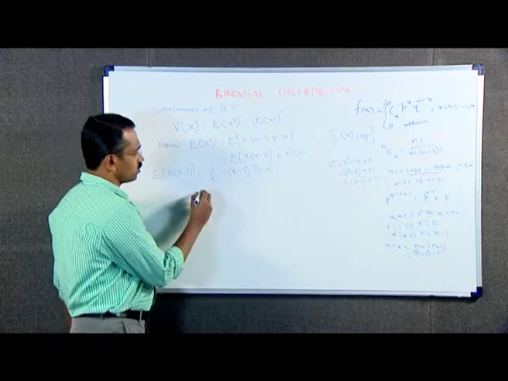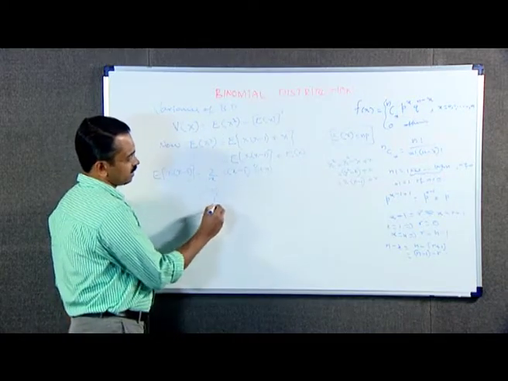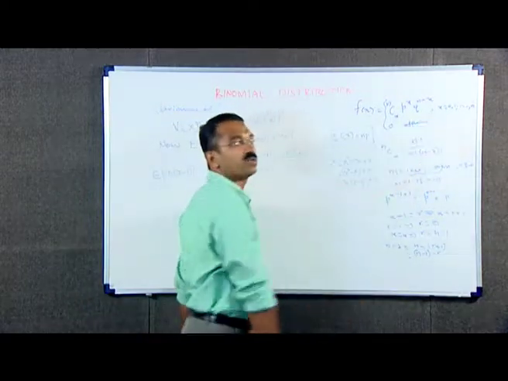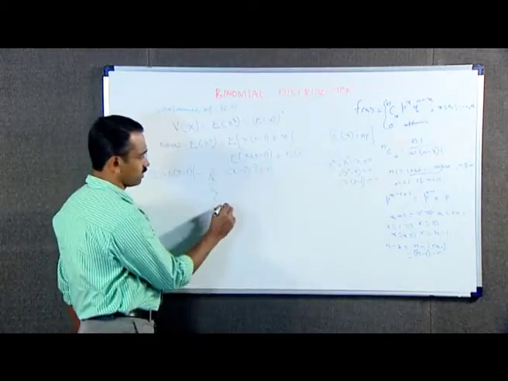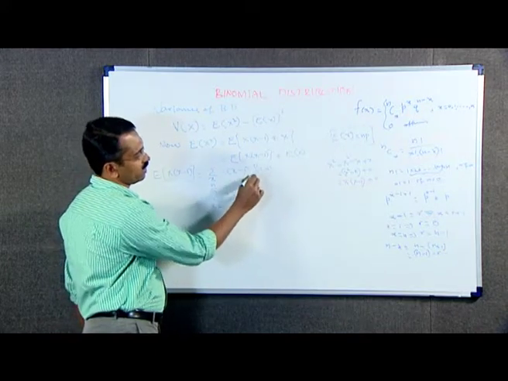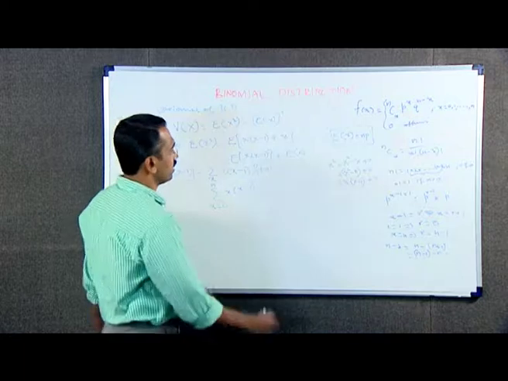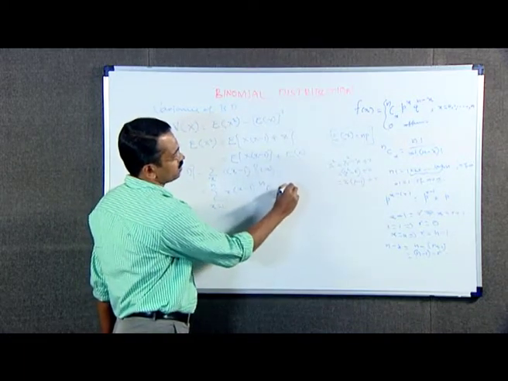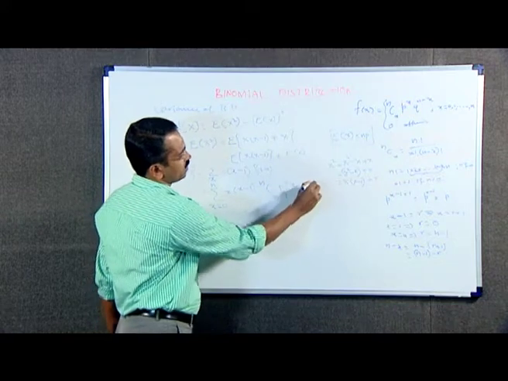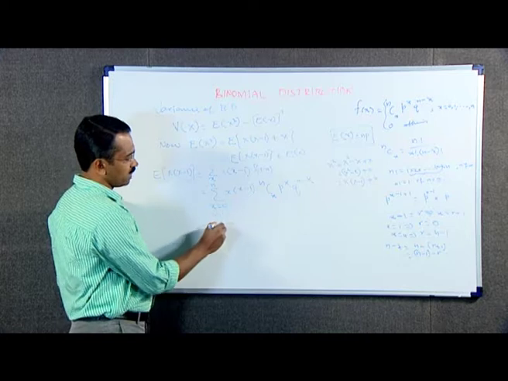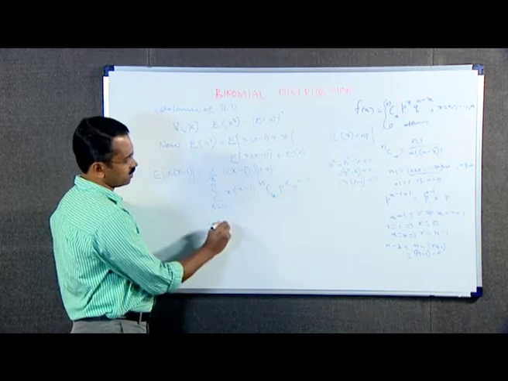That is equal to summation x varies from 0 to n, x into x minus 1, f of x is nCx p raised to x q raised to n minus x, which is equal to summation x varies from 0 to n.